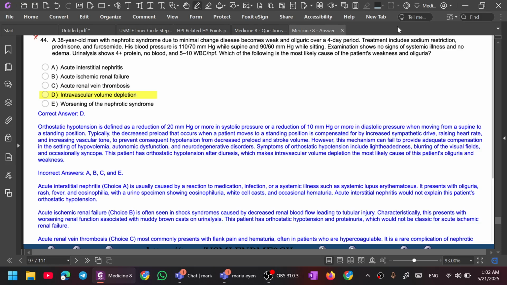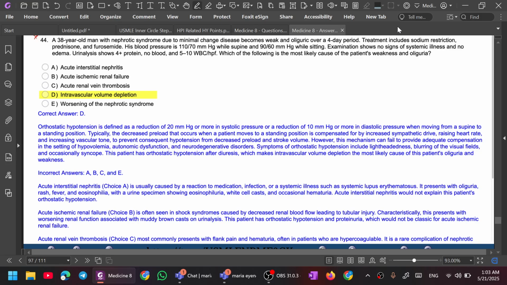It's intravascular volume depletion. Orthostatic hypotension is defined as a reduction of 20 or more in systolic BP or a reduction of 10 or more in diastolic BP when moving from a supine to a standing position. Typically, the decreased preload that occurs when a patient moves to a standing position is compensated by increased sympathetic drive, raising heart rate and increasing vascular tone to prevent hypotension from decreased preload and stroke volume. However, this mechanism can fail to provide adequate compensation in the setting of hypovolemia, autonomic dysfunction, and neurodegenerative disorders. Symptoms of orthostatic hypotension include lightheadedness, blurring of the visual fields, and syncope. This patient has orthostatic hypotension after diuresis.